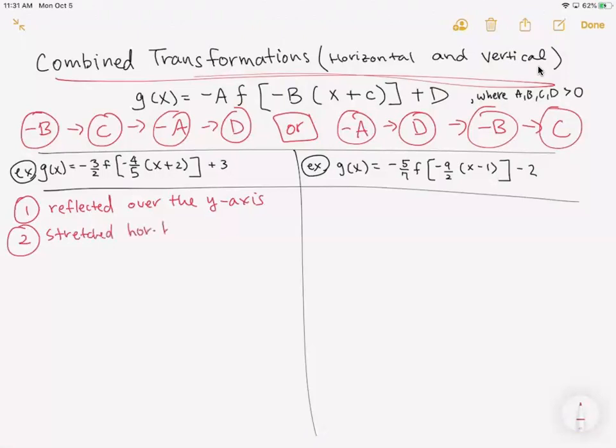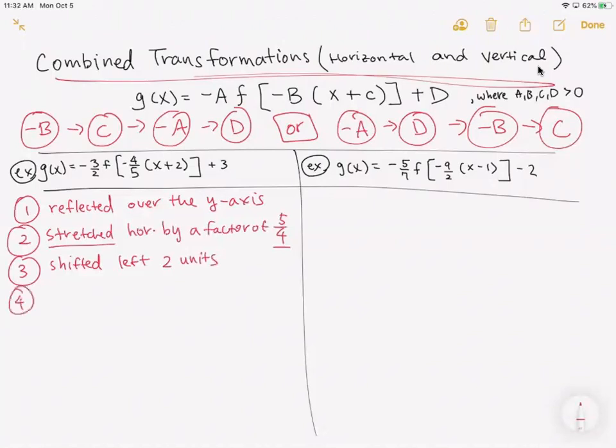horizontally by a factor of 1 over 4/5, which gives you 5/4. Since 5/4 is greater than 1, we say horizontal stretch, right? And then third step, our c is 2, so we know that f of x will be shifted left 2 units.